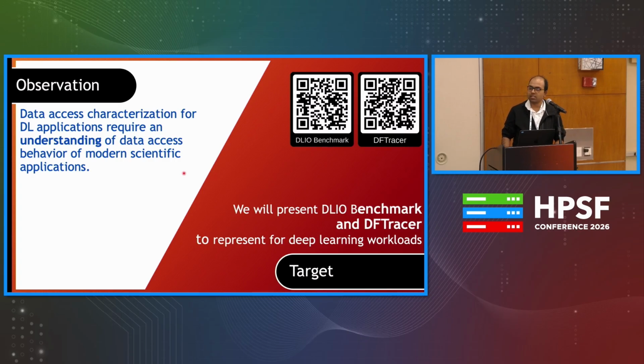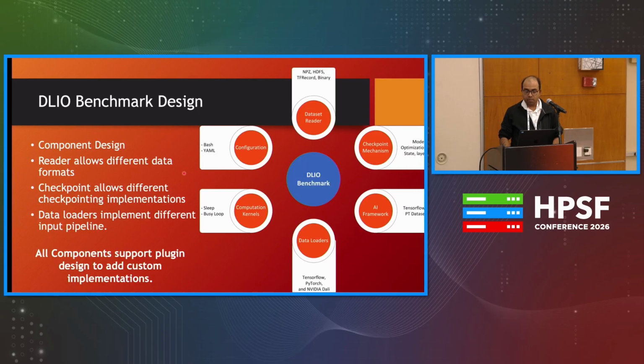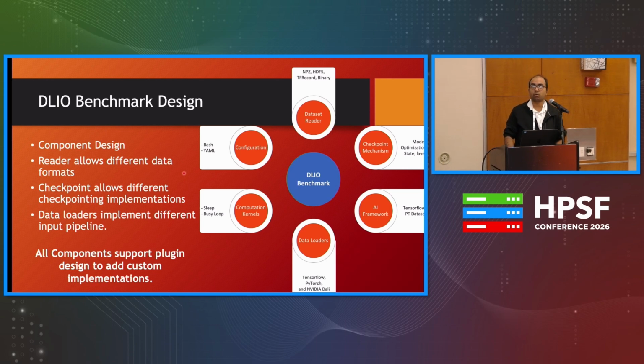And the DFTracer is essentially a data flow tracer, which basically means that it's doing performance monitoring, but from a data-centric perspective in this kind of a pipeline. So at a very high level, DLIO Benchmark basically is a very componentized, modular framework, which allows you to configure different kinds of deep learning workloads directly through YAML files or bash scripts, however you wanted to do it.